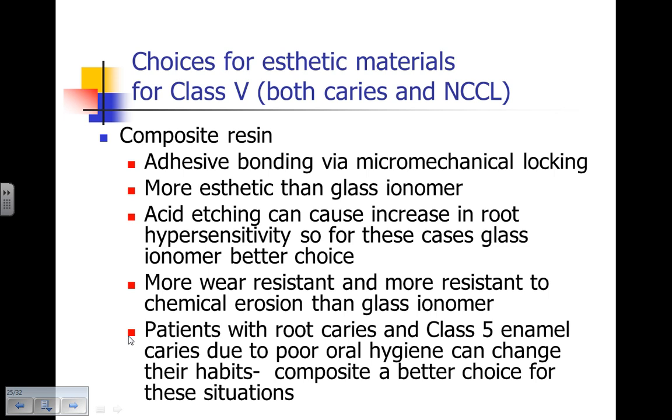We need to educate them as to how to be a co-therapist, to partner with us and help keep the teeth clean. When we see that change in habit in what they're doing and how they maintain their mouth, for those circumstances, composite is a better choice for restoration. Okay, root caries, class 5 enamel caries, and what we're seeing is the patient changes their habits, the bacteria is under control, the bacterial infection is under control, and we can restore those teeth with composite.